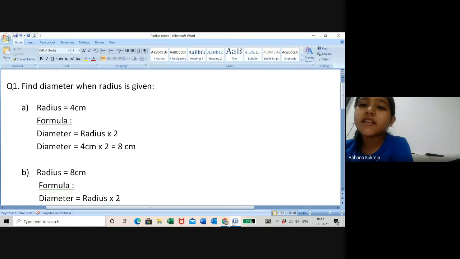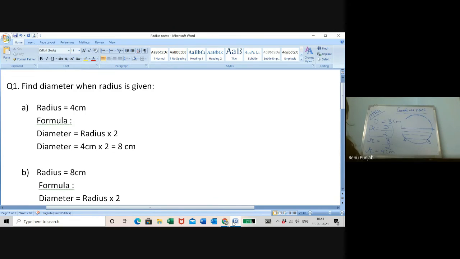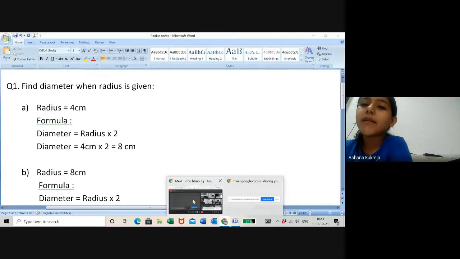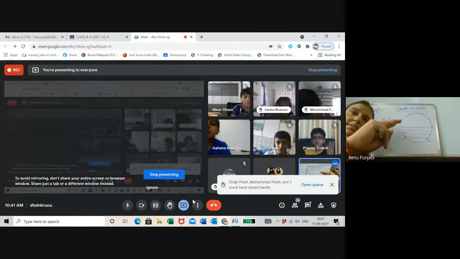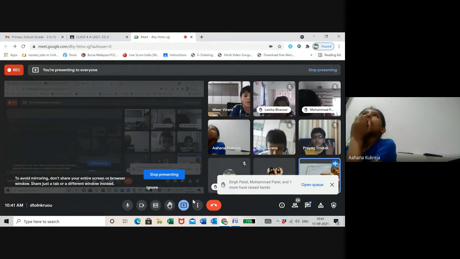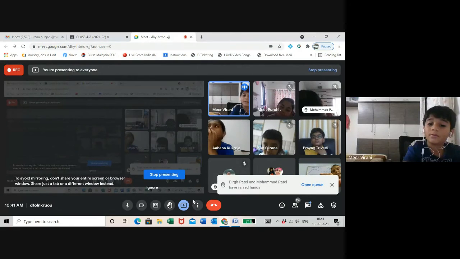Ma'am, diameter will be radius multiplied by... I'm not asking the formula from you. I am asking if the radius is 6 centimeter, you should think in your mind quickly what will be the diameter. What is the double of 6, beta? 8. Huh? Double of 6 is 8? Sorry, which maths are you learning? Ma'am, it is 12.